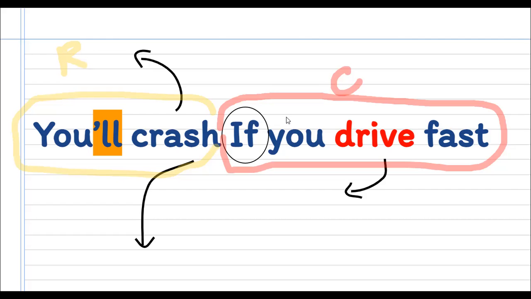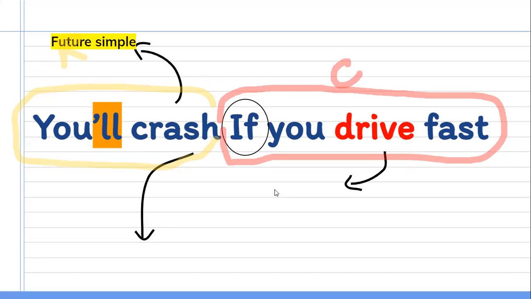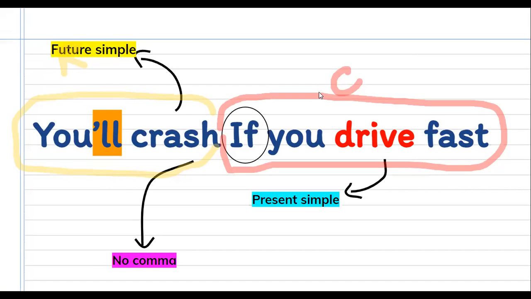It's just like multiplication. 2 by 4 is 8. If you put 2 by 4 is 8, or 4 by 2 is 8, it's the same, okay? This is similar to mathematics. So what we have here is that you will crash if you drive fast, or if you drive fast, you will crash. They are the same. We have the future simple, no comma, and then the present simple. Yes, Leonardo, good. El orden no lo altera, okay?